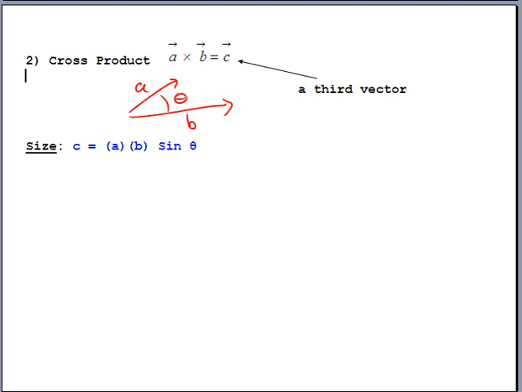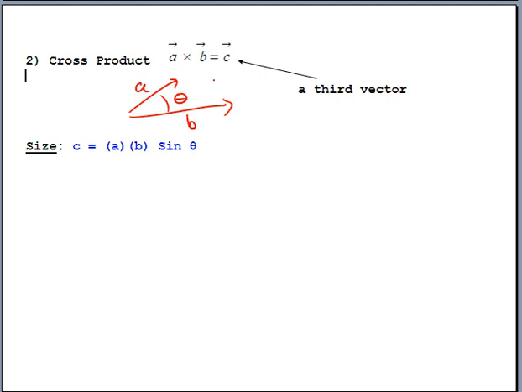But this time we're going to use a sine instead of a cosine. That gives you the size. Now sine gives you 0 for an answer when you put 0 degrees in. So cross products don't like it when the vectors are parallel. You get nothing for an answer. But sine will give you a good healthy 1 when you put 90 degrees in.